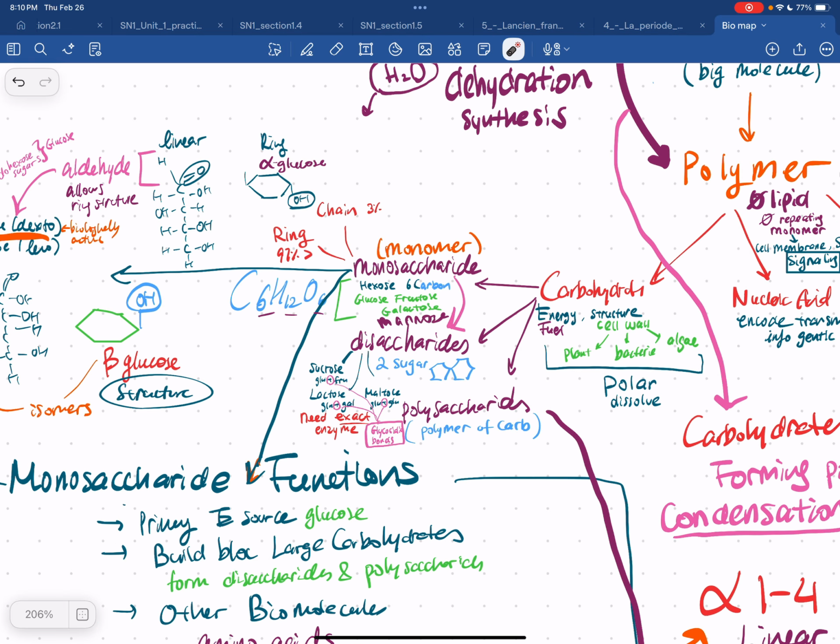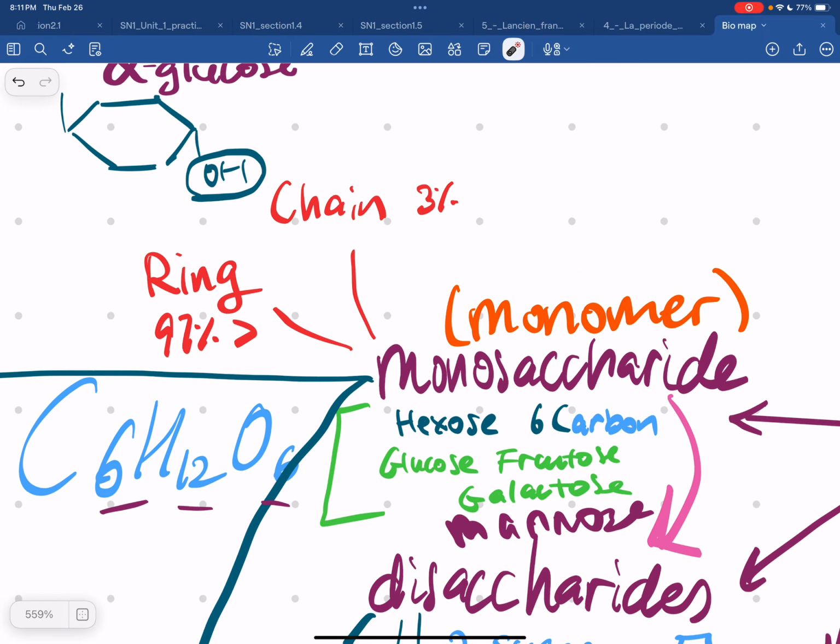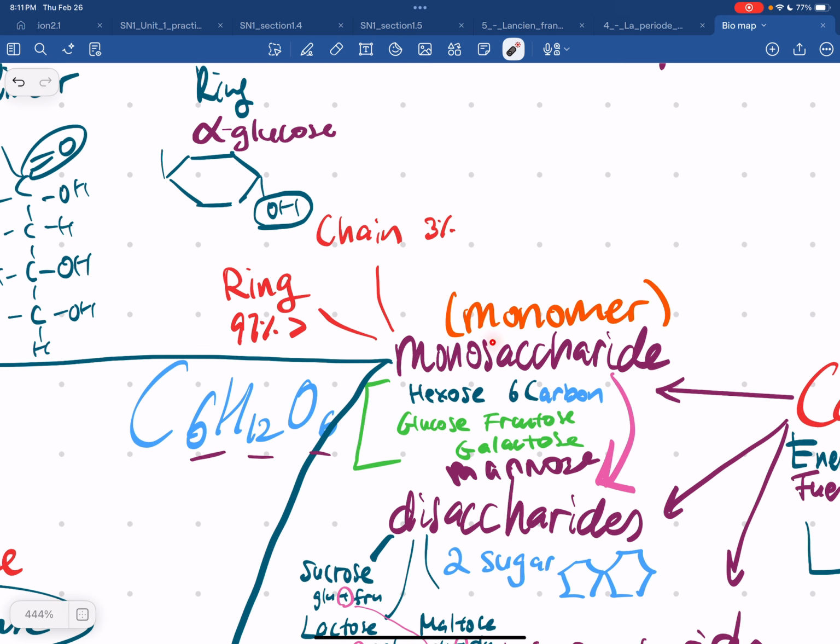And just remember that most of them are ring formed. So monosaccharides can be either ring form or linear form, but they're mostly 97% ring and 3% linear or chain. And they always have 6 carbons instead of 5.